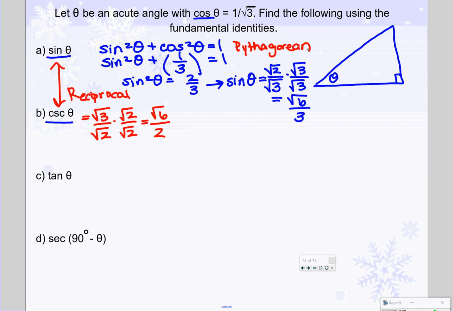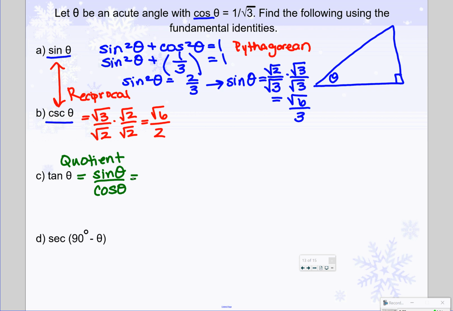Okay. So now I have cosine, sine, cosecant, and I want tangent. How can I get tangent? Using any of those, or any combination of those. We haven't used that. Why not? Quotient identity says tangent is sine over cosine.